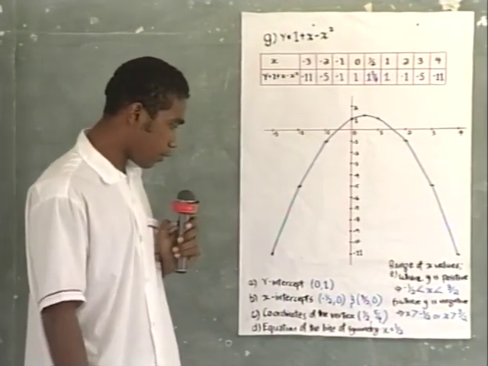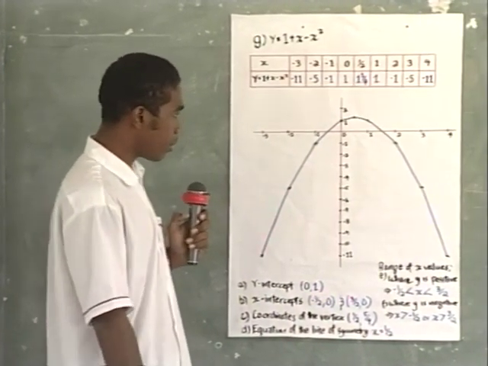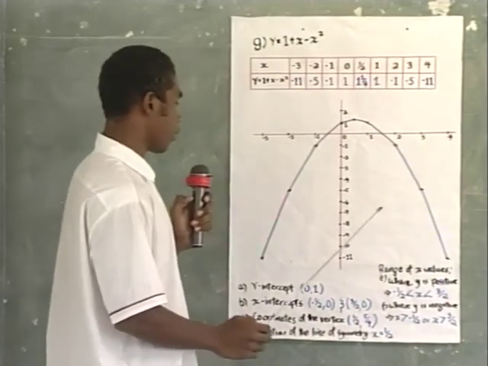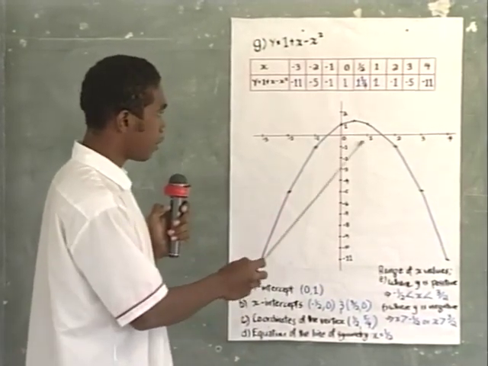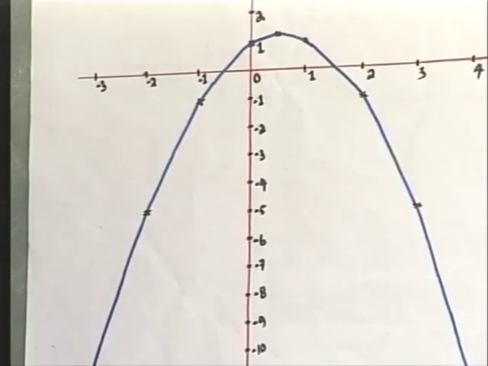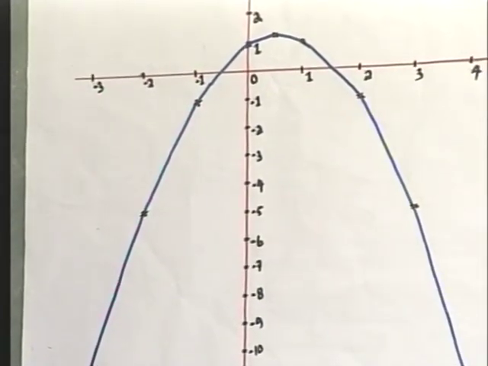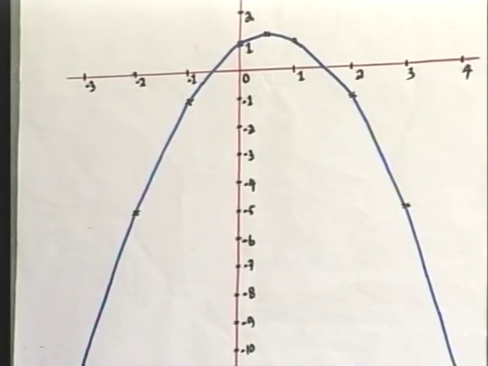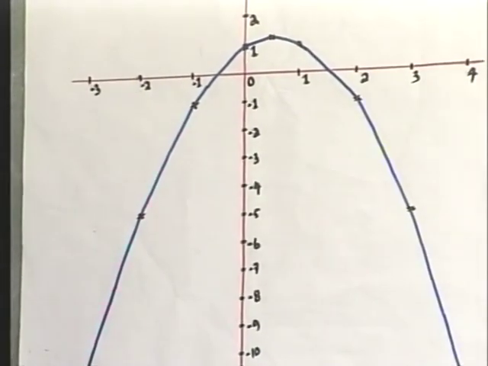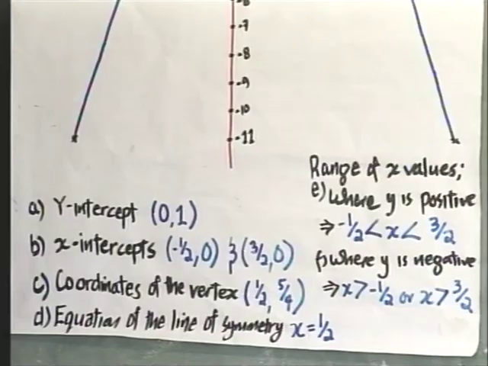The equation of the line of symmetry is x is equal to a half there. The range of x values where y is positive: negative a half is less than x, and x is also less than 3 on 2, or 1 1/2. Where y is negative, x is less than negative a half, or x is greater than 3 on 2.